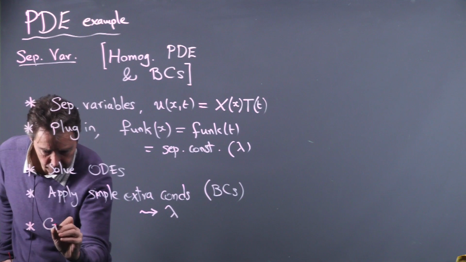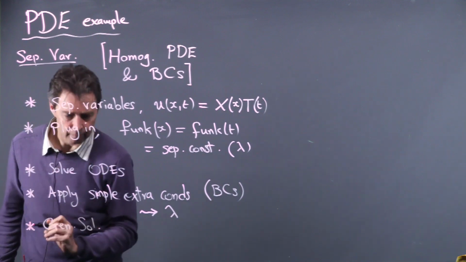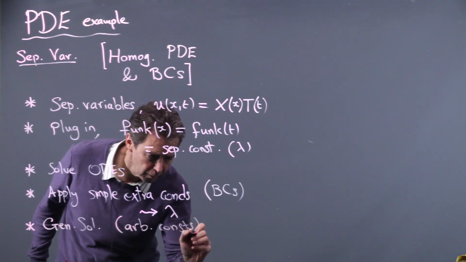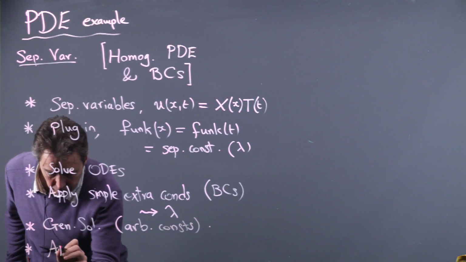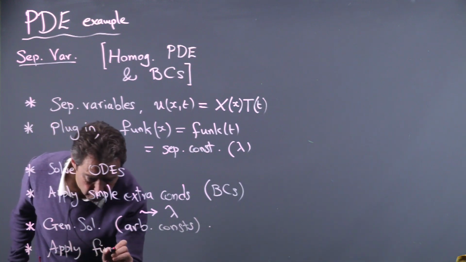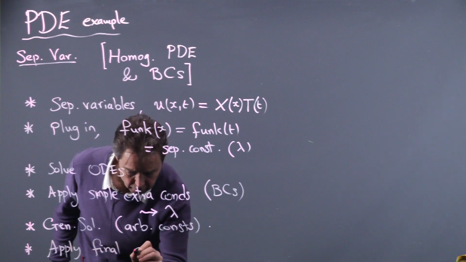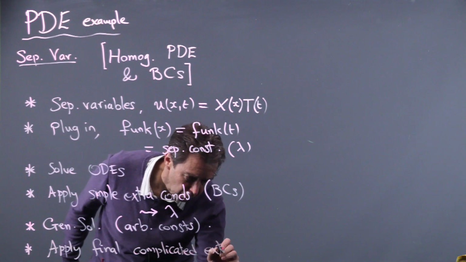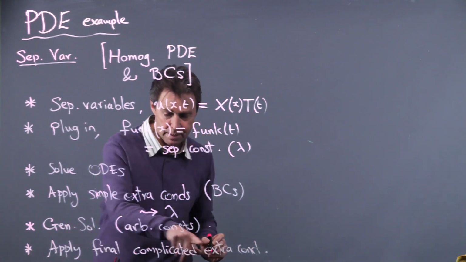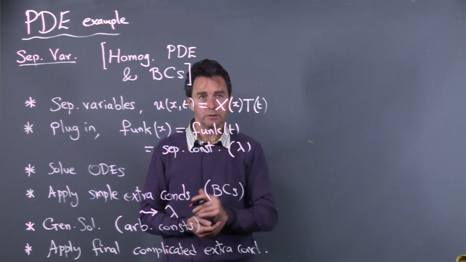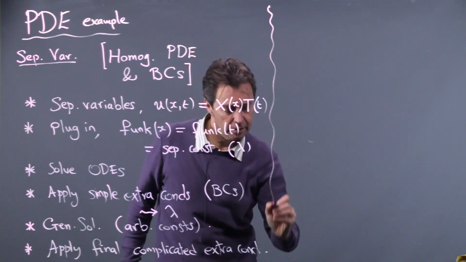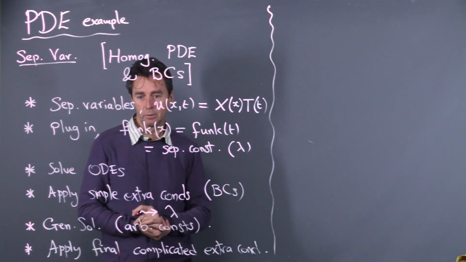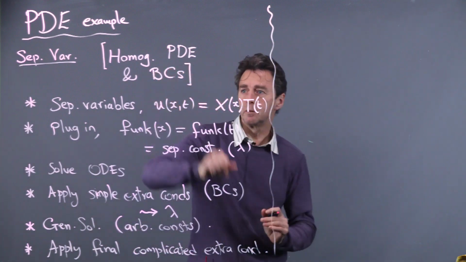I formulate the general solution. That's got a bunch of arbitrary constants in. And then I apply the final, more complicated condition. And the goal there is basically to choose these arbitrary constants in the general solution so that you end up with a nice solution to the whole problem. So that's what you do for a homogeneous PDE with boundary conditions.